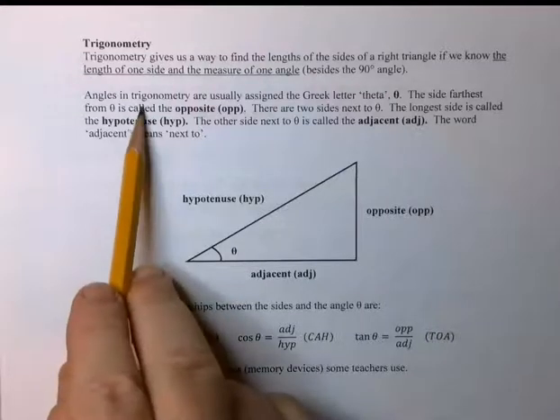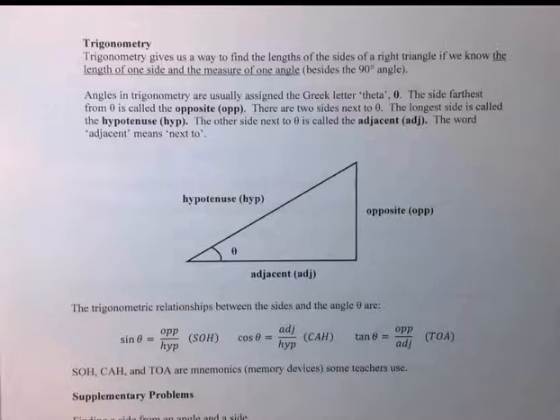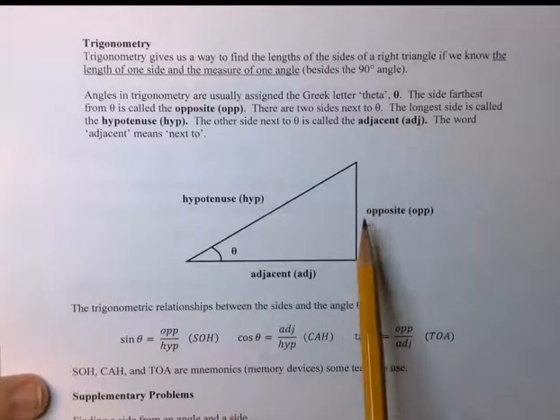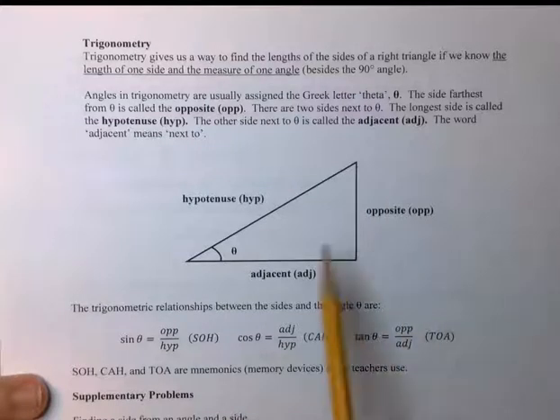Angles in trigonometry are usually assigned the Greek letter theta. It looks like a 0 with a line through the middle of it. The side farthest from theta is called the opposite. So there's theta, and this side over here is called the opposite. We abbreviate it OPP.